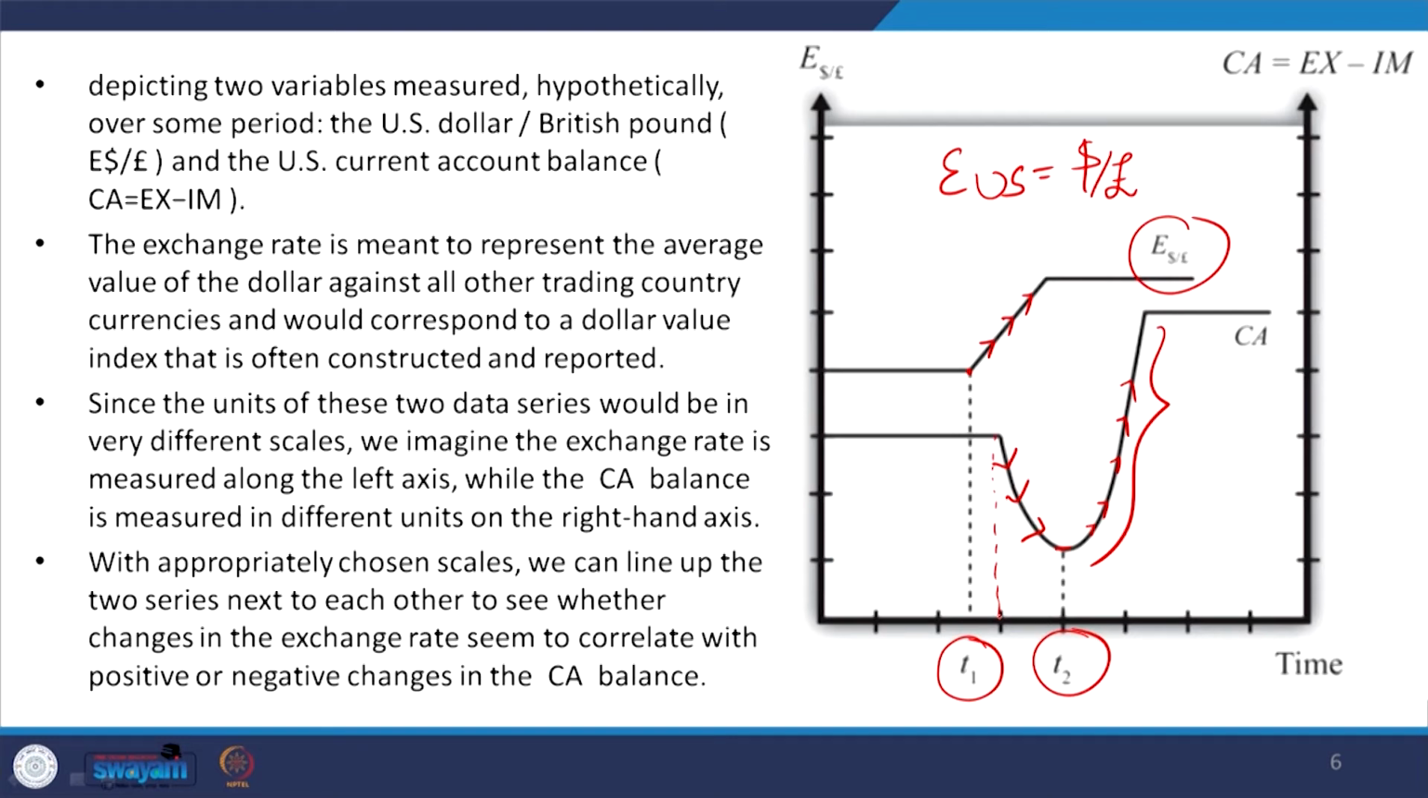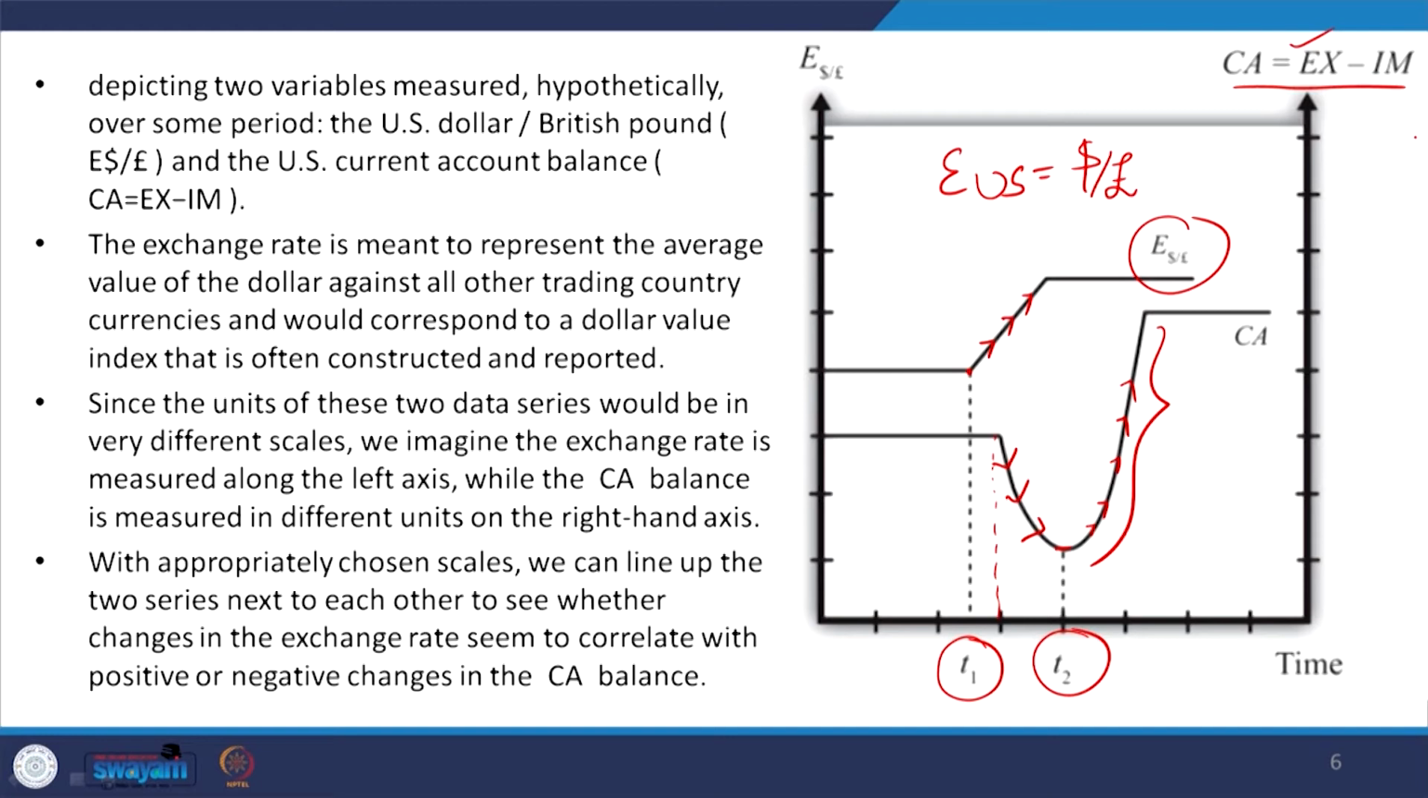So, let me read out the exact changes. Depicting two variables measured hypothetically over some period, the US dollar or pound exchange rate and the US current account balance are explained in this particular diagram. So, current account here we are referring to, and this is from one source I have quoted from the beginning. On the left hand side we have taken the exchange rate, on the right hand side we are referring to the value of the current account balance.